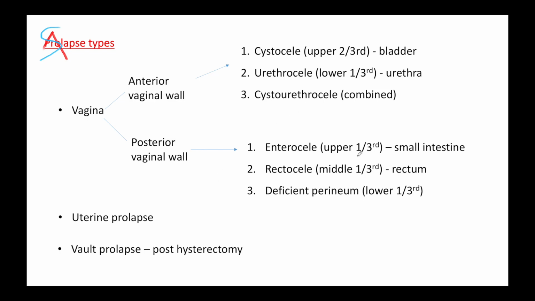In the posterior vaginal wall, if there is a descent of small intestine from the upper one-third part of the posterior vaginal wall, it is called enterocoele. If there is descent of the rectum in the middle one-third, it is called rectocoele. The lower third is called deficient perineum. With deficient perineum, we get to know whether a perineal repair is required or not. If the uterus has already been removed, then the post-hysterectomy patient may have vaginal wall prolapse, where the wall can prolapse.